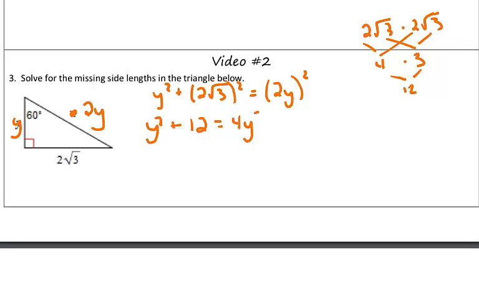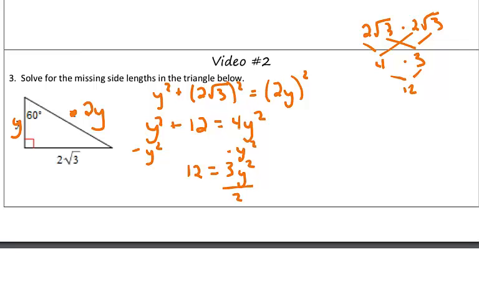So y squared plus 12 is equal to 2y squared, so that's 4y squared. Because 2y times 2y is not 2y squared. It's actually 4y squared. We want to multiply those coefficients. Our goal is to combine like terms, so we're going to subtract y squared from both sides. So we get 12 equals 3y squared.